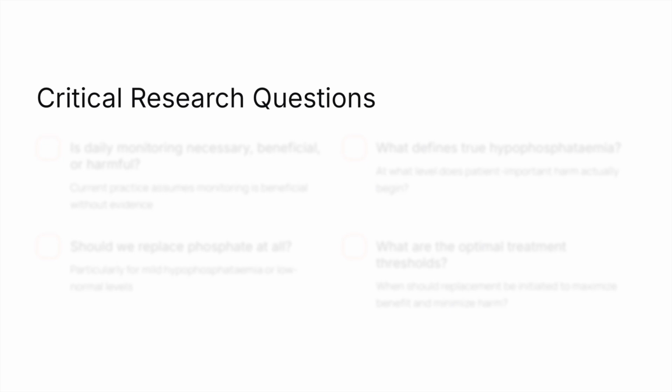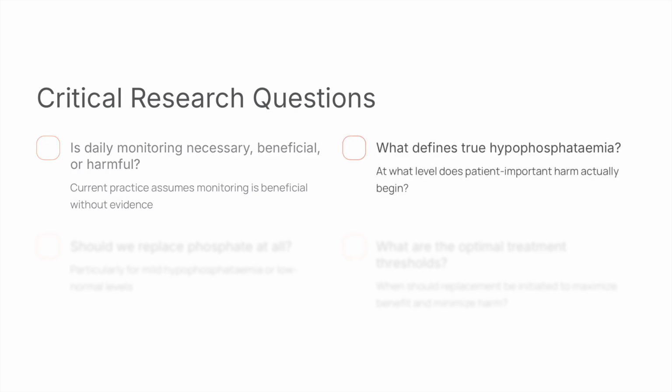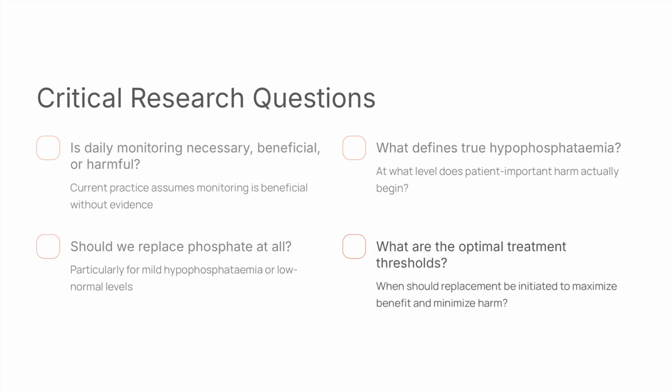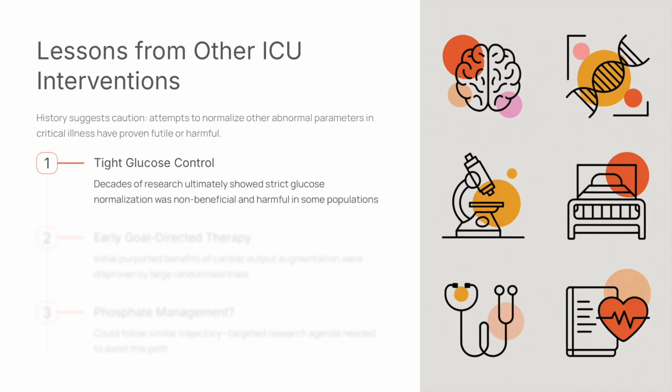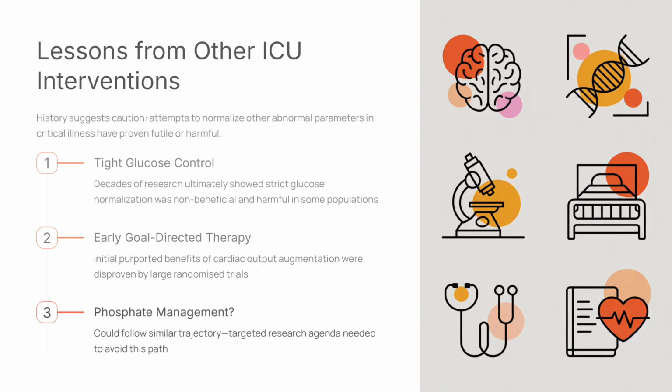So there are major research gaps. That is, whether we should monitor it daily or not. What is actually the definition of hypophosphatemia? How should we replace it, and what is the optimal treatment? Everything is not answered. There are some lessons we have learned from previous interventions, like tight glucose control and early goal-directed therapy. It doesn't mean that these things are bad. It just means that we don't know yet what our thresholds are, how to monitor it, how to manage it, and what our endpoints are. Until we know all these things, knowing exactly what we need to do and when, especially in a volatile situation and with a marker which is continuously varying over time, becomes very difficult.